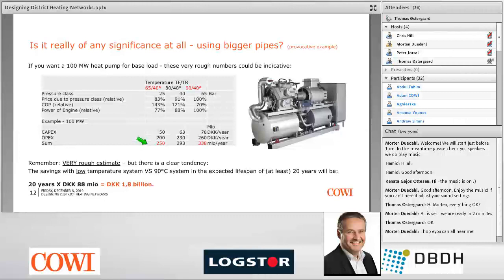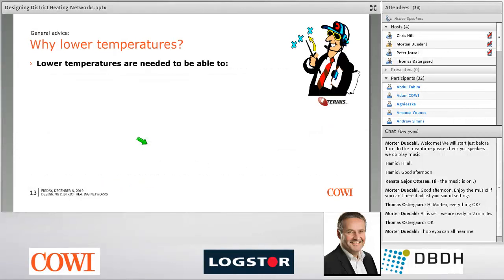You have very big savings when using heat pumps with lower temperatures. And these savings, if you look at only a 20 year period, would be as much as 1.8 billion Danish kroner, or 240 million euros for you who know that currency better. So think about it. There's a lot of money to save, and therefore also something to think about when using bigger dimensions. So to sum it up, why lower temperatures and why bigger dimensions?